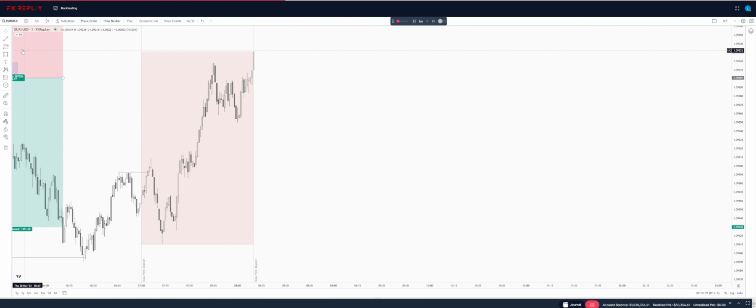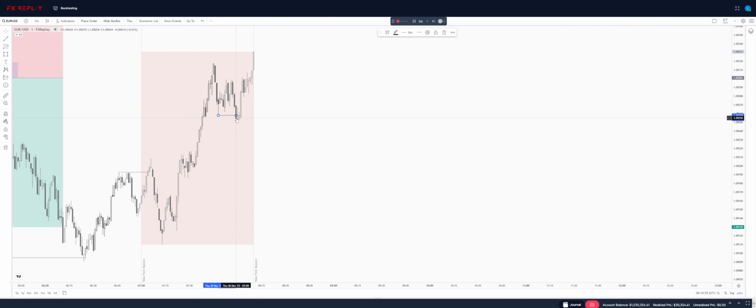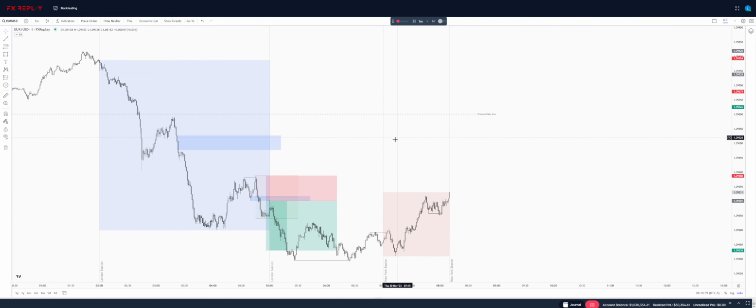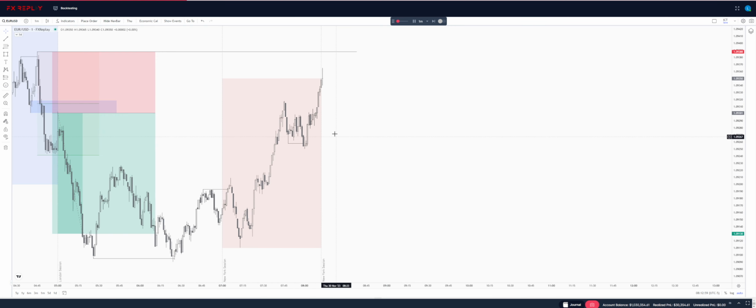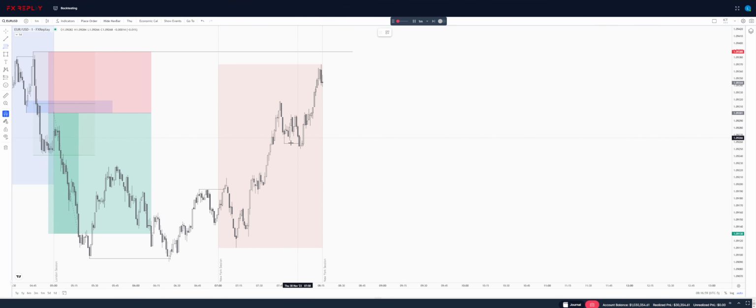I see a sweep and I see a continuation, which is beautiful. So right here we have a sweep. Now we have the continuation, and as long as we leave these highs right here intact, I'm really interested in a position. Let's use the FIB tool here.